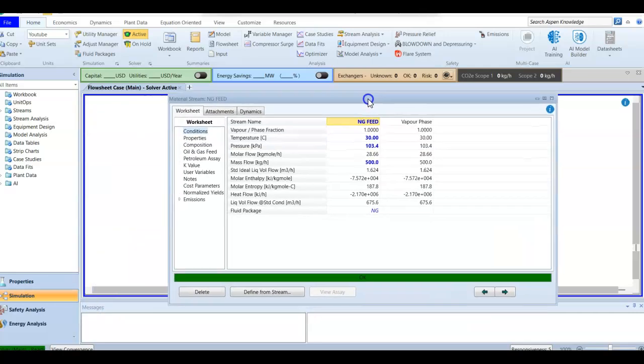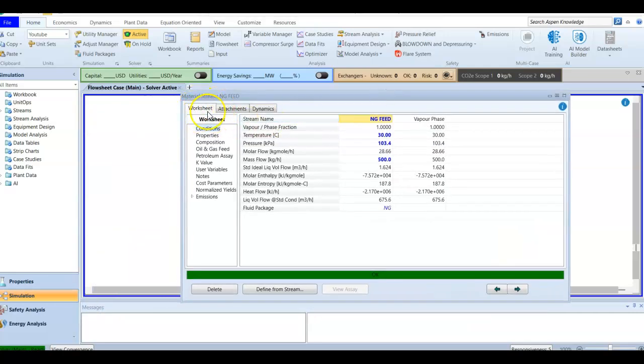I'm again going to open this one and look at the worksheet. Previously we have talked about the condition. The condition comes from the operation team, like what is the temperature, the pressure, and the flow that we are working on. Based on the temperature and the pressure, we know the vapor fraction. So we can have the vapor fraction and the temperature, or the vapor fraction and the pressure, and our stream will still be defined. But it is always recommended to have the temperature and the pressure.